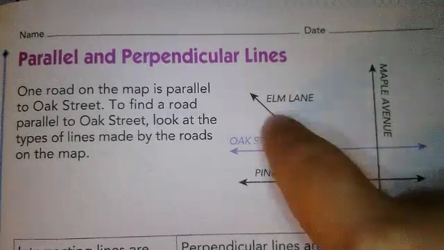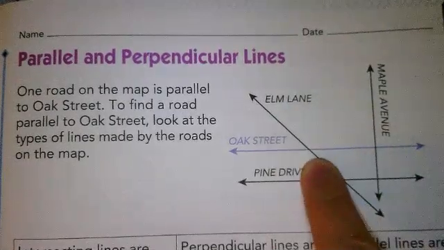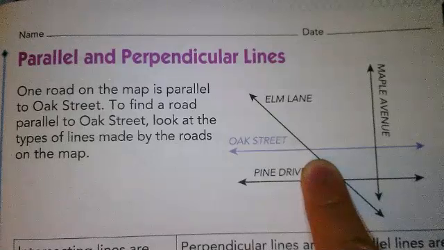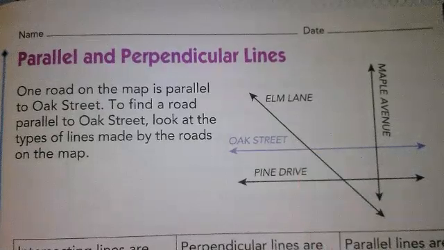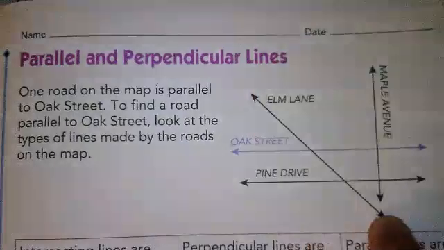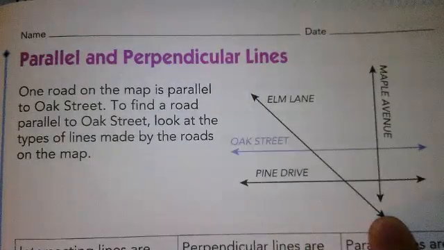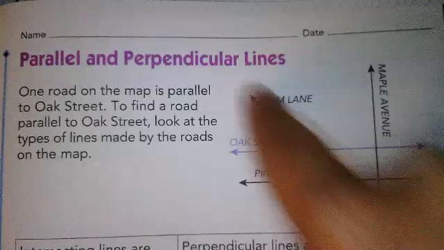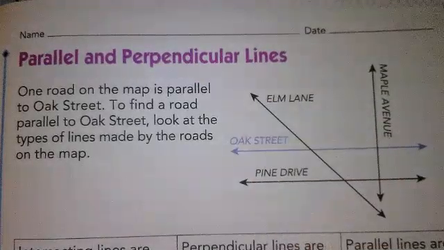Well, Elm Drive goes right through Oak Street here, right? Parallel lines never do what? You have your notes right in front of you. What do parallel lines never do? They never intersect. So if Elm Street goes straight through Oak Street there, that's called an intersection. So it can't be Elm Street. Elm Street crosses right through.